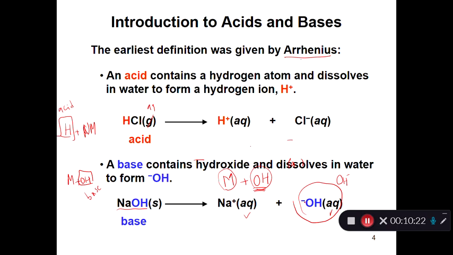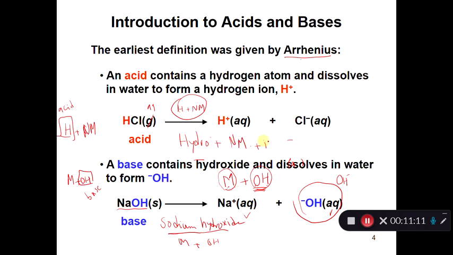One thing I ask you to pay attention to is the metal and nonmetal part. Metals always make compounds like this with OH, and we call that a metal hydroxide, for example sodium hydroxide. So metal plus OH. For acids, we say H and nonmetal. So the name of the compound is going to be hydro, plus nonmetal, plus ic acid. Hydro, nonmetal, ic acid. So we call that hydrochloric acid.